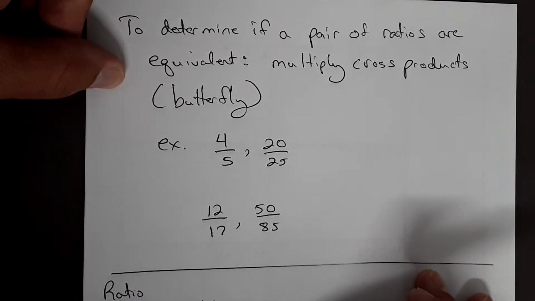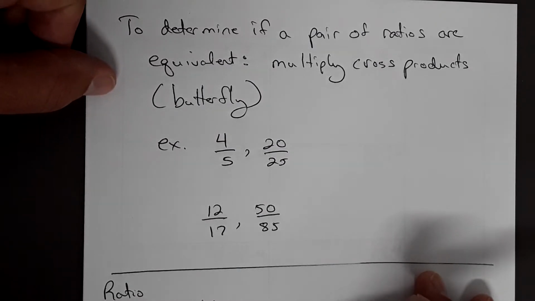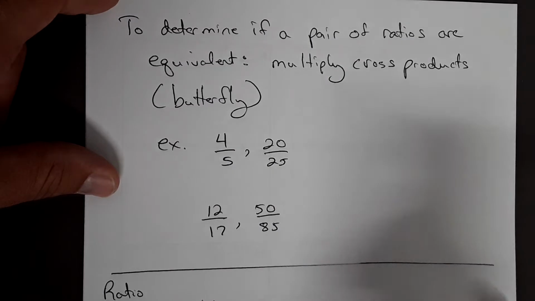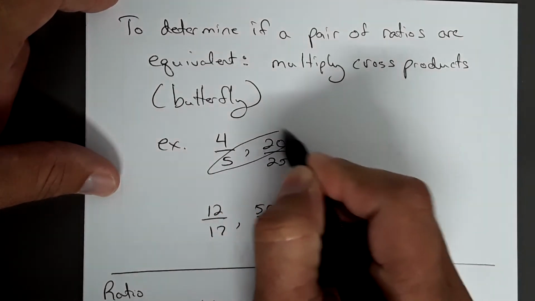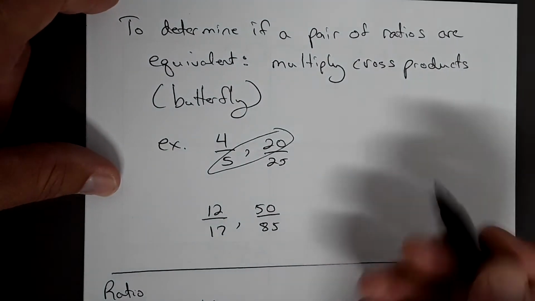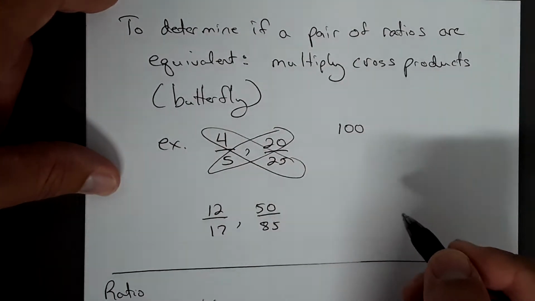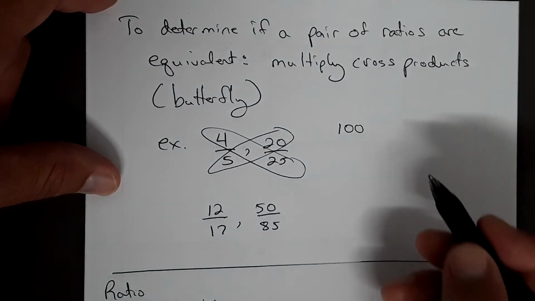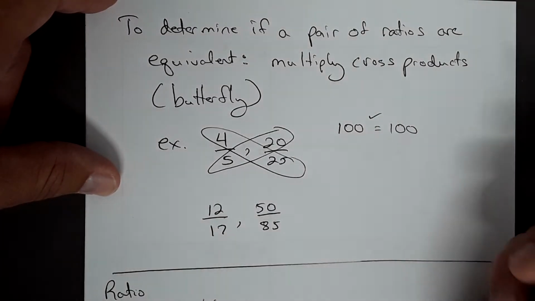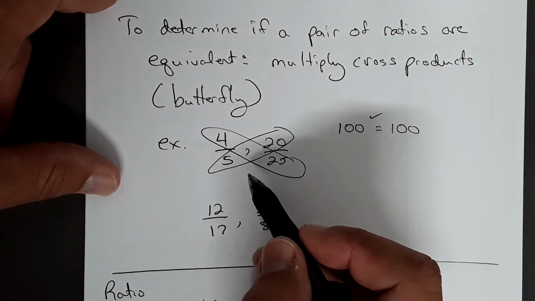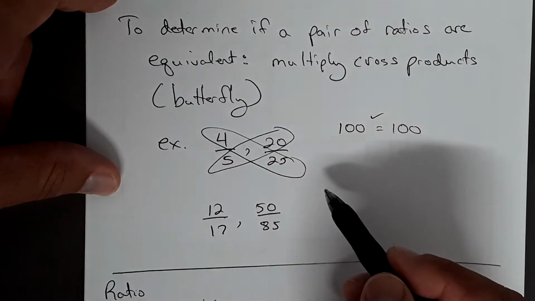To determine if a pair of ratios are equivalent, so we're trying to see if these two ratios, yes, they're fractions, are equivalent, then we can simply multiply cross products and see if they're equal to each other. What I mean is, if I multiply those two numbers, 5 times 20, that's 100, and then multiply these two numbers, see that's like a butterfly, 4 times 25, that's also 100, and they equal each other. So I could say that these two proportions are equivalent. 4 over 5 is equal to 20 over 25.